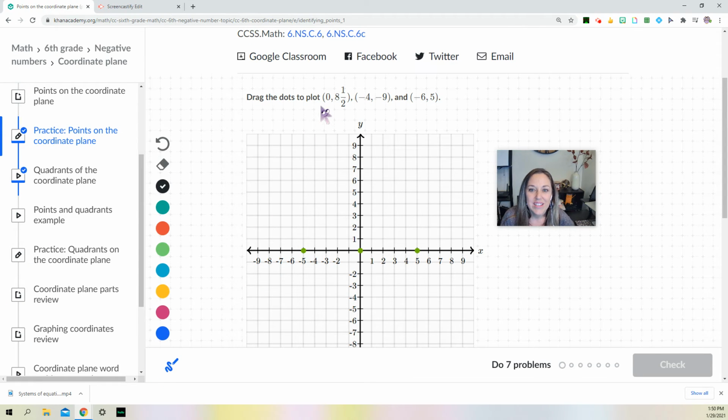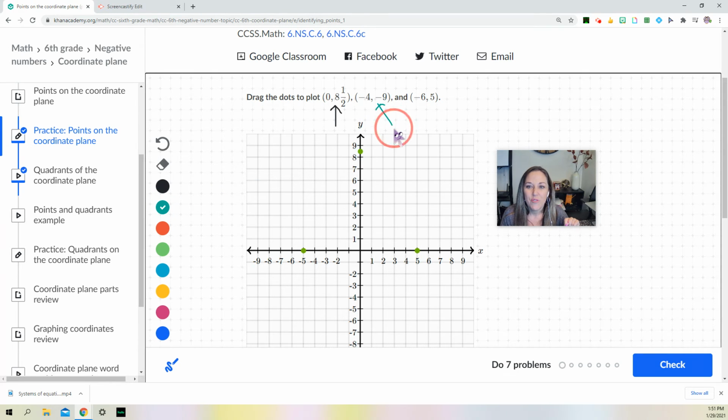So on this one, they're asking us to plot this ordered pair, 0, 8.5. So 0, I'm just going to grab any one of these dots, 0 on the x-axis. See the x-axis? They're all positive numbers over here, negative numbers over here. So at 0, it has to be right there. And then 8.5 on the y, since it's positive, I'm going to go up 8. And I'm not going to quite go to 9. I'm going to go right in the middle. So that is 0, 8.5.